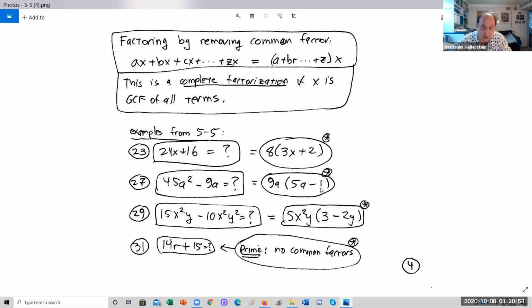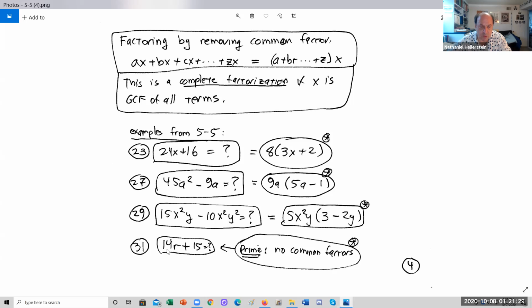That's the factorization. We have 15x squared y minus 10x squared y squared. 15 and 10 have a greatest common factor of 5. Now here we have a common x squared, so we pull that out. We have a y and a y squared, the lower power is y, so we pull out a y. And if we divide these two terms by 5x squared y, we're left with 3 minus 2y. So 5x squared y times 3 minus 2y.